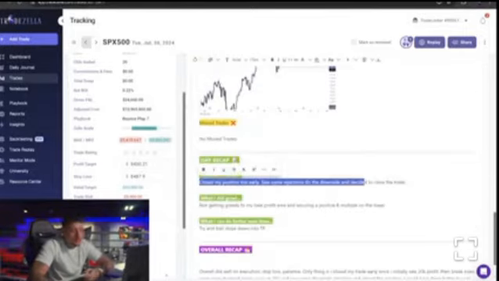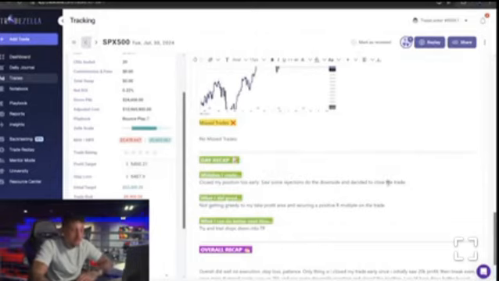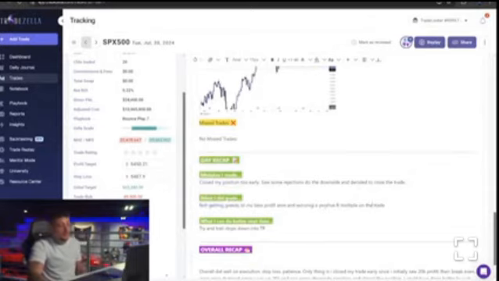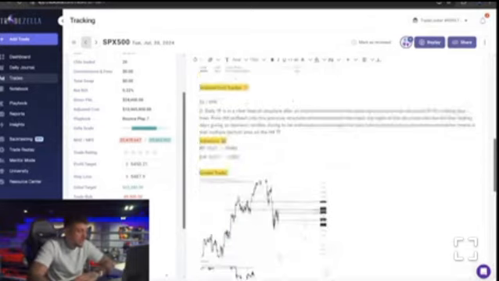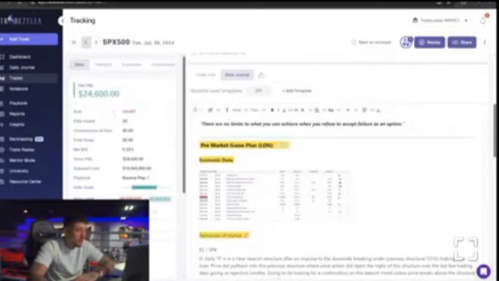I closed my position too early, saw some rejections to the downside, and decided to close the trade. What I did great on was not getting greedy, taking profit, and securing a positive R multiple on the trade. Next time I can just try trailing my stops down to TP, which, 65 grand on one trade would have been huge for this type of account.